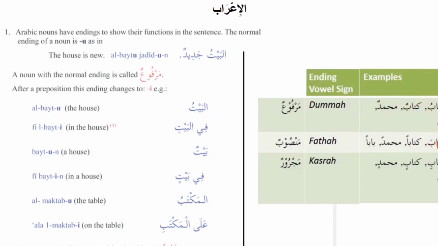Here we have al-kitaba, al-baita, al-kalama, ending with fatha. When a noun is ending with fatha, it is called mansubun. If it is ending with fatha or fathatain, it depends whether there is alif lam or not, it is called mansubun. And if it has kesra or kesratain on the last letter, it is called majrurun. I hope that is clear.